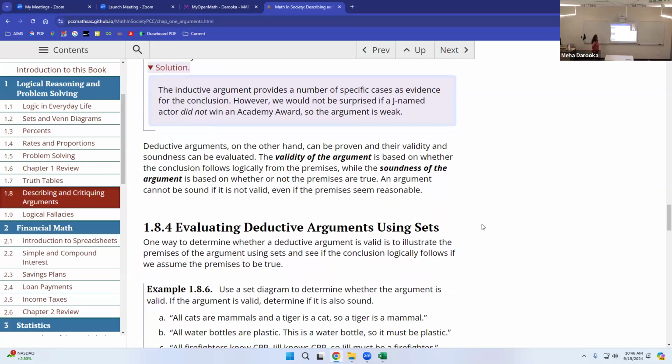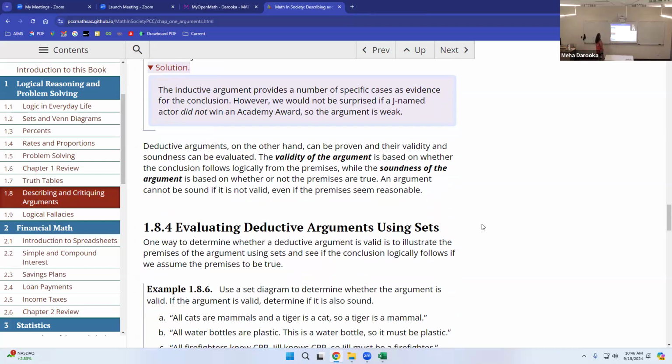All right, deductive arguments, on the other hand, can be proven and their validity and soundness can be evaluated. Because remember, this is where you are going from generalized premises to specific, right? All nurses know CPR. Henry is a nurse, so Henry should know CPR. So yeah, we're able to follow that track and we can say, yes, this argument can be true or false, or is it valid or not valid? Can be proven for their validity and soundness.